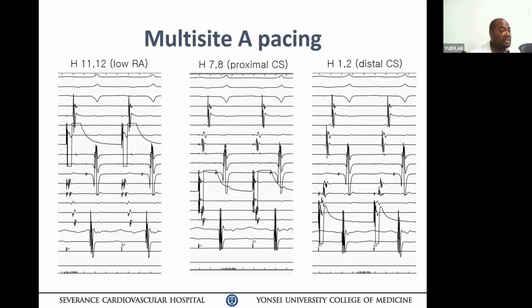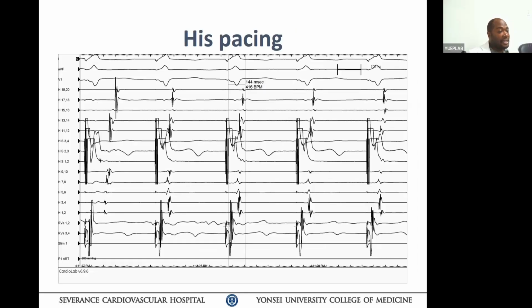So we went on to multi-site A pacing. So we paced from the low RA, proximal CS, and then the distal CS. In all these locations, there was no augmentation, no further augmentation of the delta wave. It looked exactly the same with the same QRS duration. Then we paced at the HIS bundle, and we see that here there is some augmentation. So the QRS duration has increased to 144. Previously was 108 during the multi-site atrial pacing.